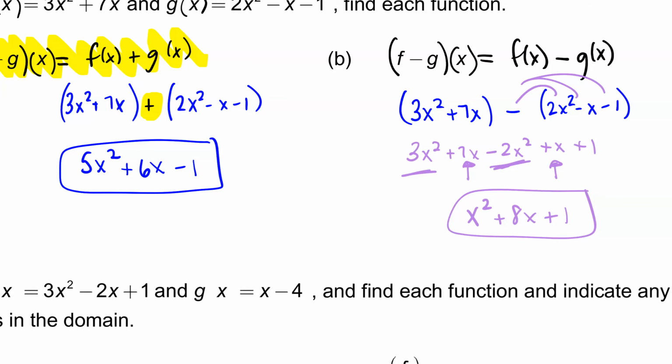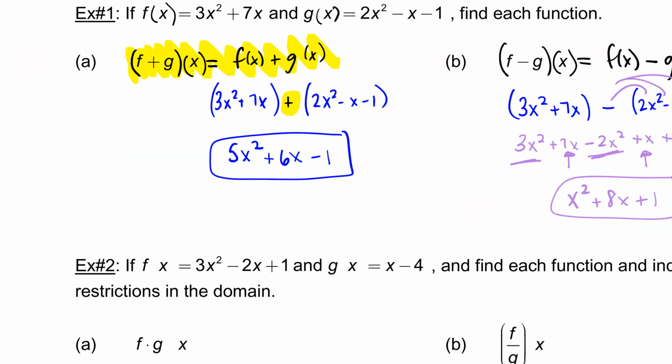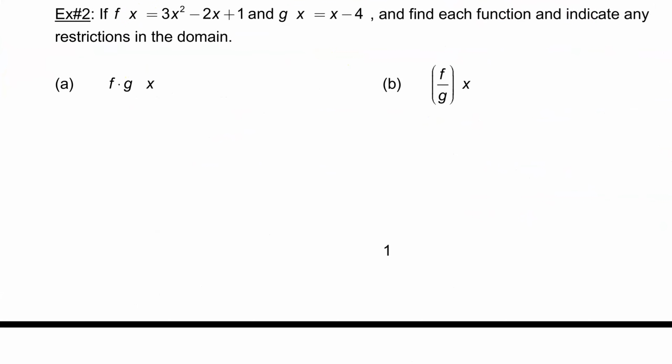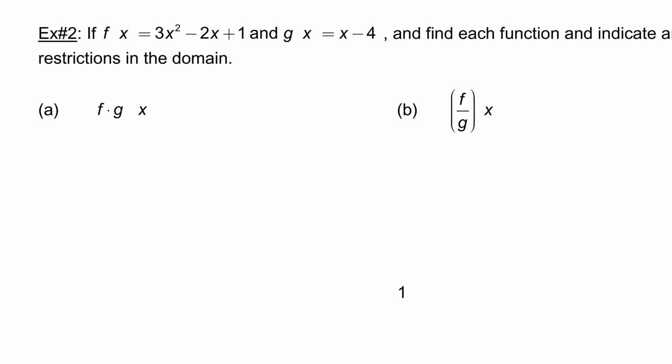So, let's keep going. Now, example 2, I give you different functions, but we're still going to do roughly the same thing. If it's f plus g of x, you're adding the functions. F minus g of x, subtract the functions. F dot g, so you're multiplying the functions together. F over g of x, you're dividing them.